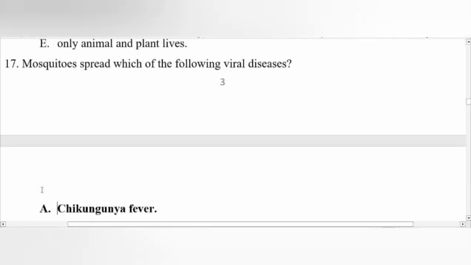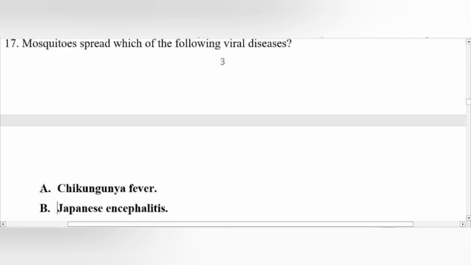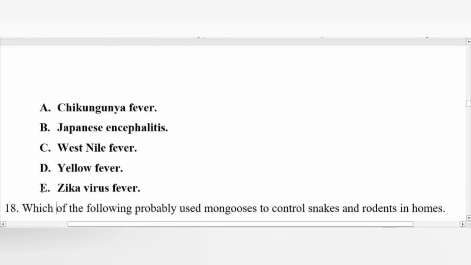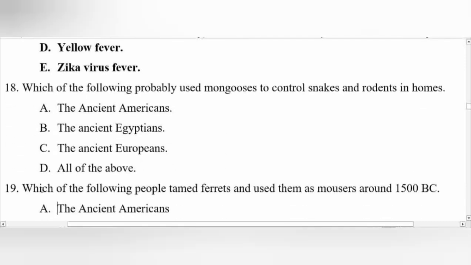So in other words, for question number 17, all the options are diseases or viral diseases which are spread by mosquitoes.